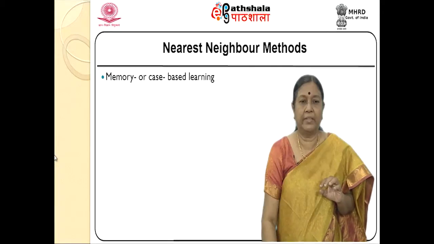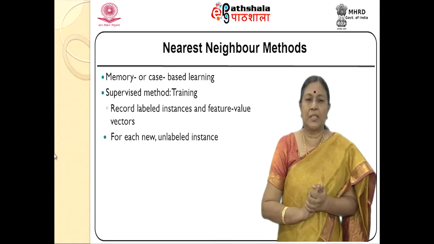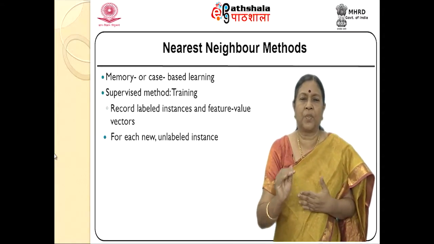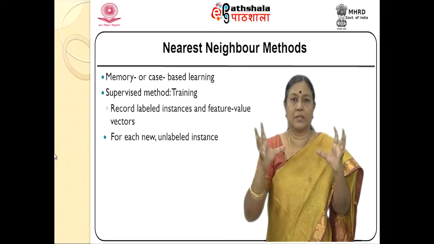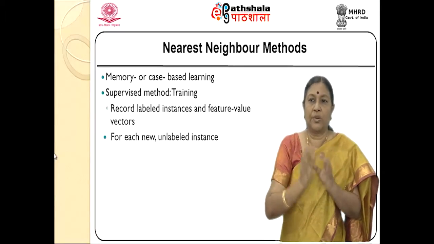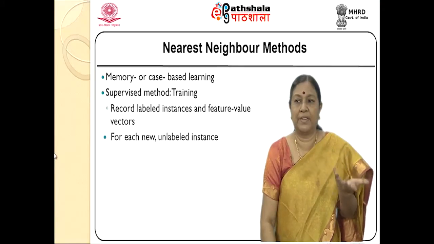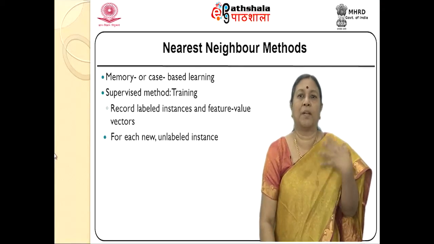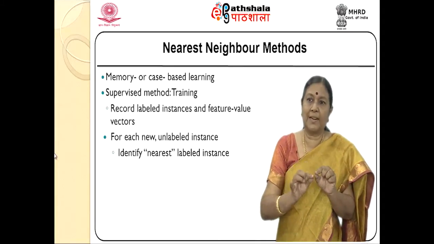So, here we have what is called memory or case based reasoning. It is a supervised method, because what we do is we record the labeled instances and the feature value vectors. Remember, it is just storing the training instances. When we see a new unlabeled instance, which in the previous case we called a query instance, it would be called a test instance or an unlabeled instance, you identify the nearest labeled instance.